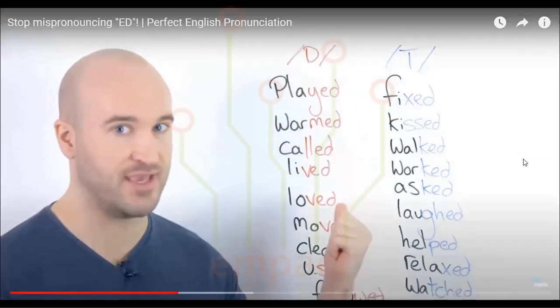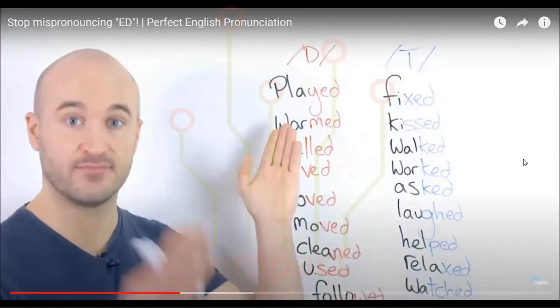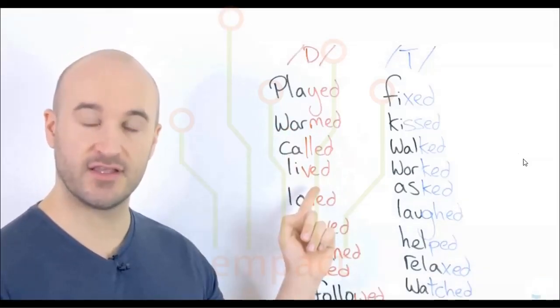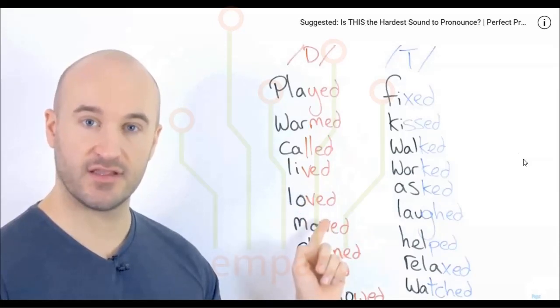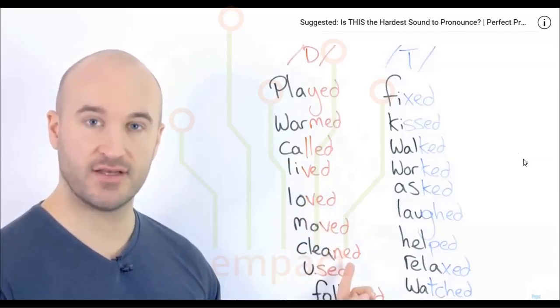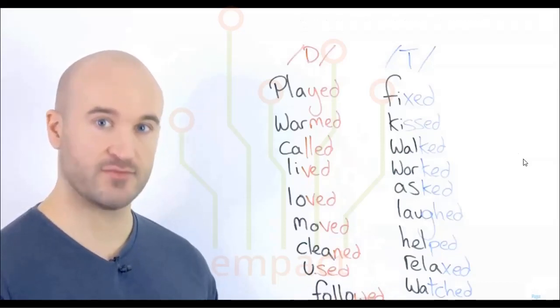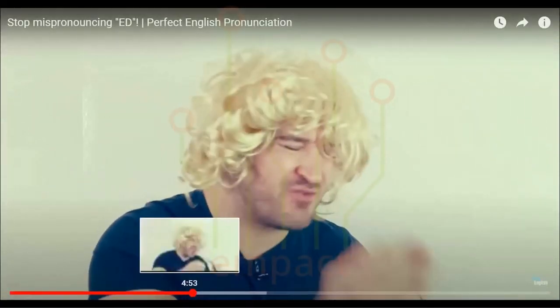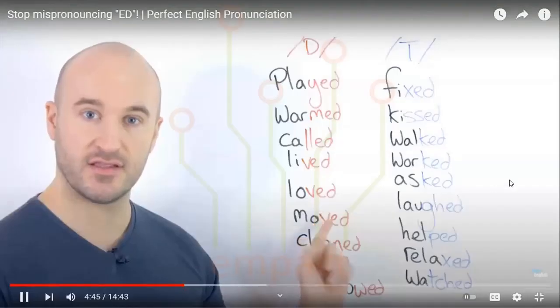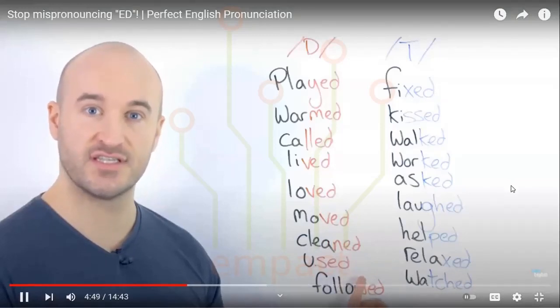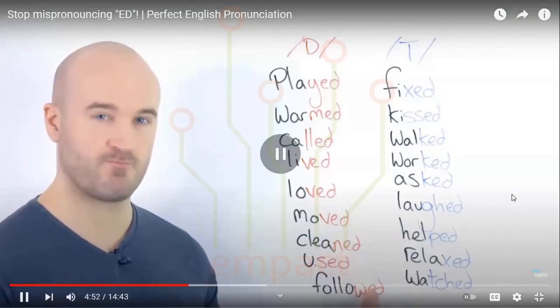Again, practice with me. Use the D sound. Played, warmed, called, lived, loved, moved, cleaned, used, followed. Well, okay, Ali, but when do I know which sound is okay? Loved, moved, cleaned, used, followed. All right.